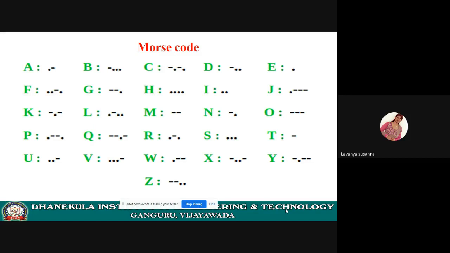Next, F means two dots, a dash, and again a dot. That means two short beeps, a long beep sound, and again a short beep. These are all sounds. Just once again, see the PPT and you will understand. You have to remember these codes, A to Z.